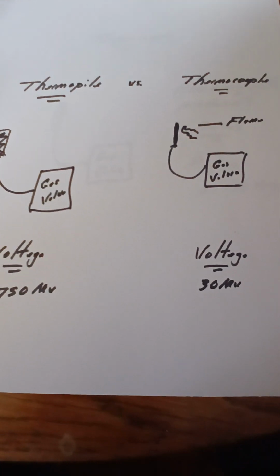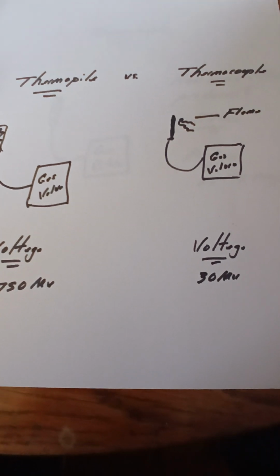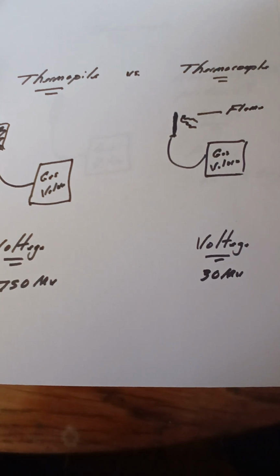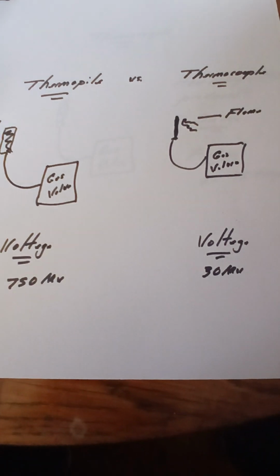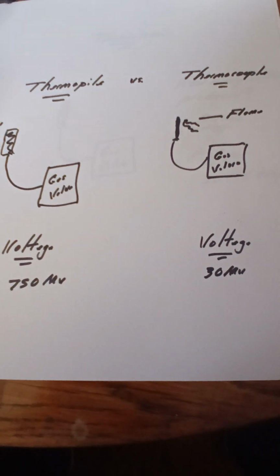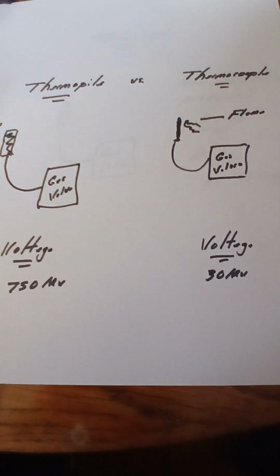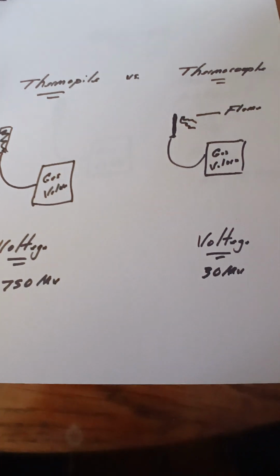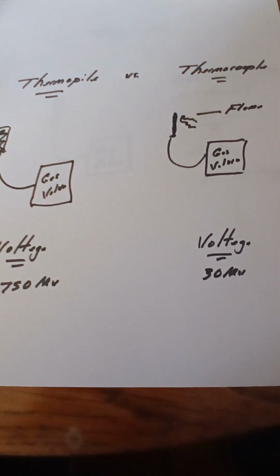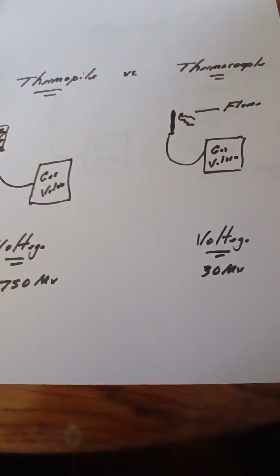So thermopile creates more voltage, thermocouple creates less voltage. Essentially, they do the same thing. The thermopile may be a combination of several thermocouples. Thermopile, 750 millivolts approximately. Thermocouple, 30 millivolts approximately.